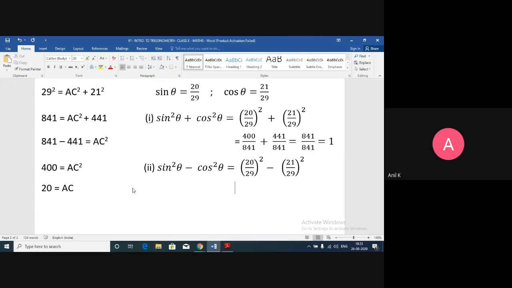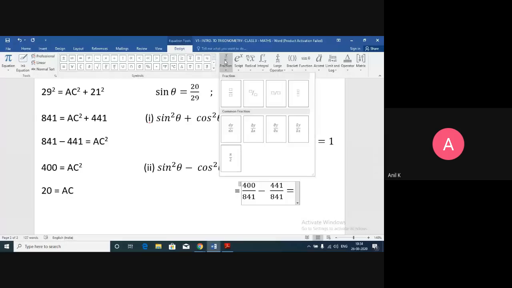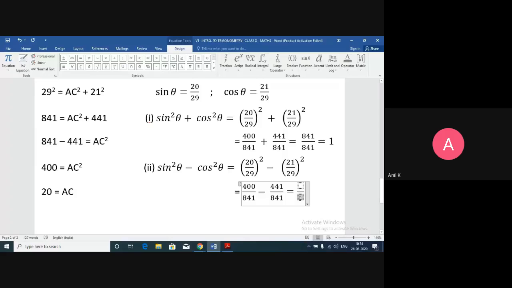Next step we are going to simplify. The same will come, 400 upon 841 and 441 upon 841, but instead of plus, a minus sign will come. Again I'll go for the LCM, which is 841 only. In the numerator you get 400 minus 441, which is minus 41. So this is going to be our answer.